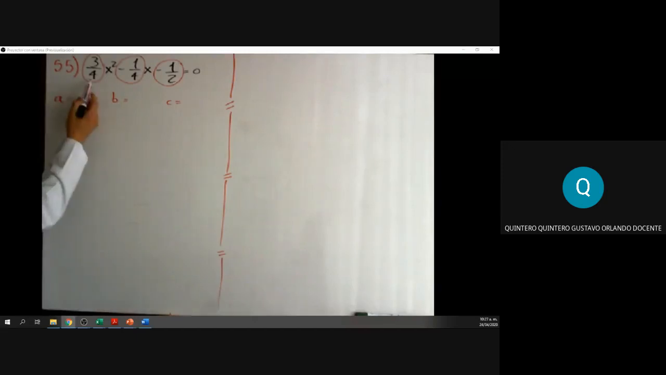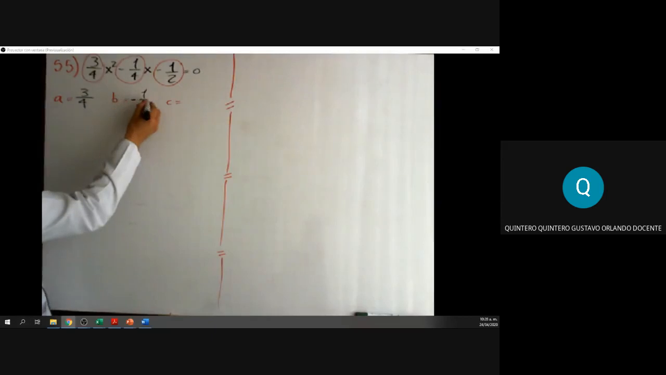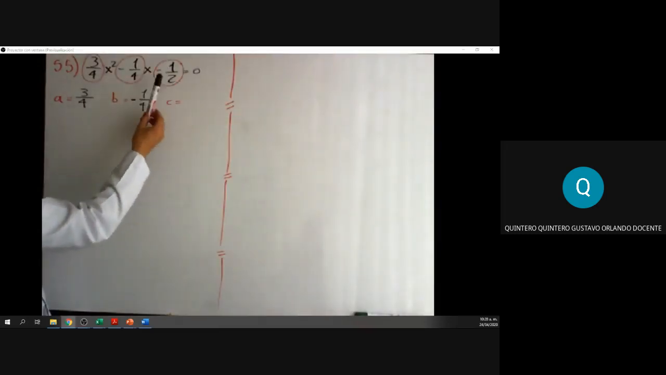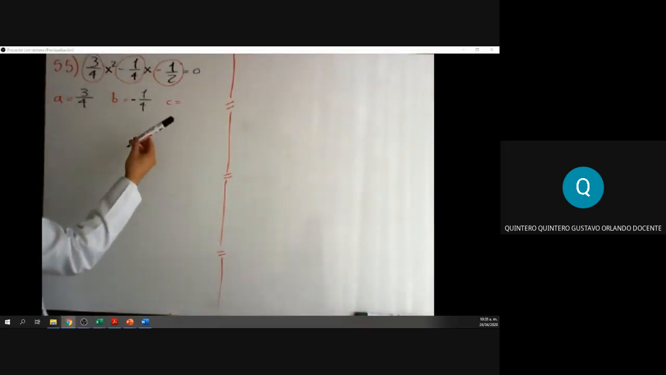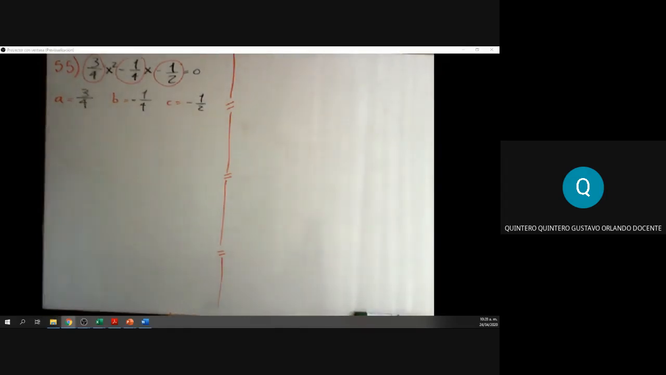The value of a will be the coefficient of x squared. So this is the fractionary 3 over 4. The value of b is going to be the coefficient of x. So negative 1 over 4. Don't forget about the negative. And the value of c is going to be the constant value, the one that doesn't have a variable. So negative 1 over 2, negative 1 half.